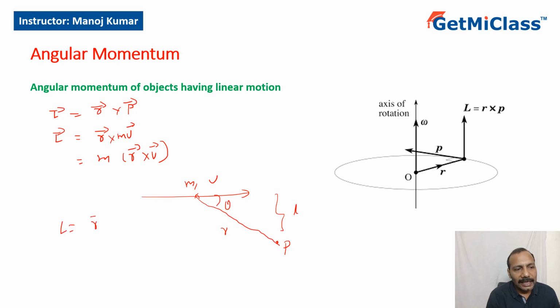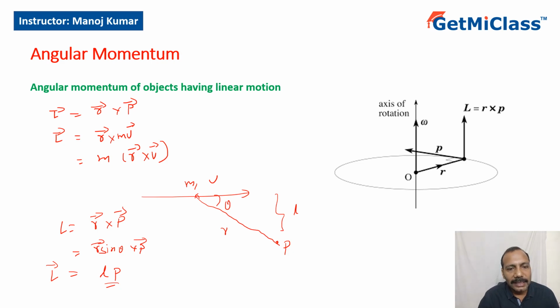Then I can say angular momentum equals how much? I can write r cross p, which is equal to r sin theta into p. Now r sin theta, you can see it is l. So I can write this to be equal to l into p. So what is the angular momentum of this body? It is l into p, where l is the perpendicular distance between the point and the line of velocity, and p is the momentum of the body. So in this way, we can find angular momentum of bodies which are having linear motion.